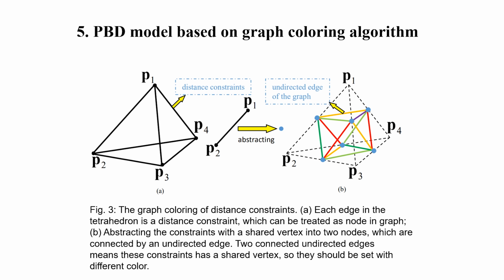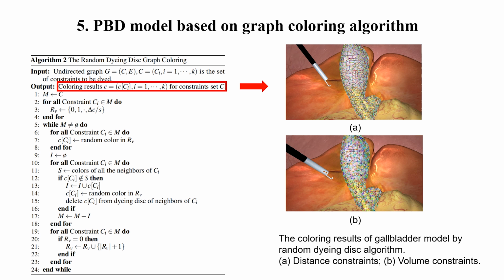Figure 3 shows the graph coloring of distance constraints. Each edge in the tetrahedron is a distance constraint, which can be treated as a node. The blue point, in graph B, is abstracting the constraints with a shared vertex into two nodes, which are connected by an indirect edge. Two connected indirect edges denote these constraints having a shared vertex, hence they should be assigned with different color. This figure shows the results of graph coloring for the distance constraints and volume constraints.